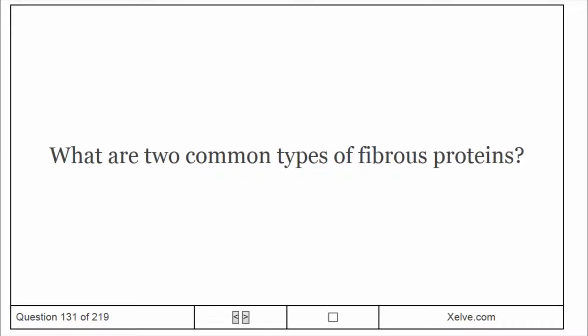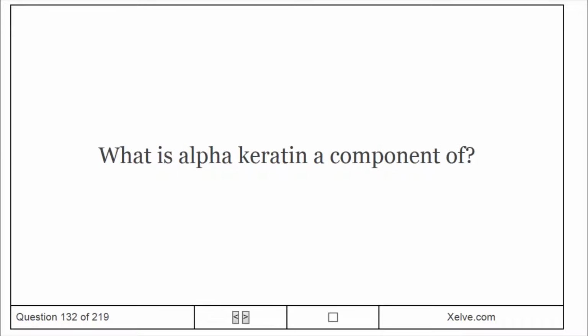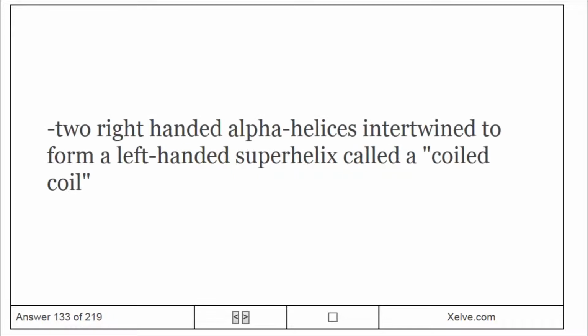Hydrophilic R groups. What are two common types of fibrous proteins? 1. Alpha-keratin, 2. Collagen. What is alpha-keratin a component of? Wool and hair. What does it consist of?